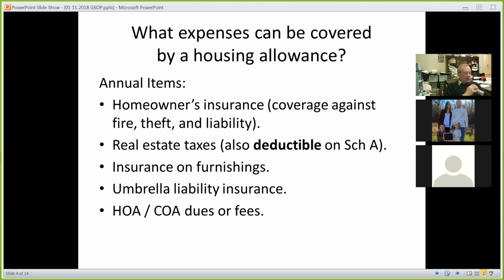If you live in a community that has a homeowners association or a condo owner association, any HOA or COA dues or fees would be covered, or could be covered, by your housing allowance.